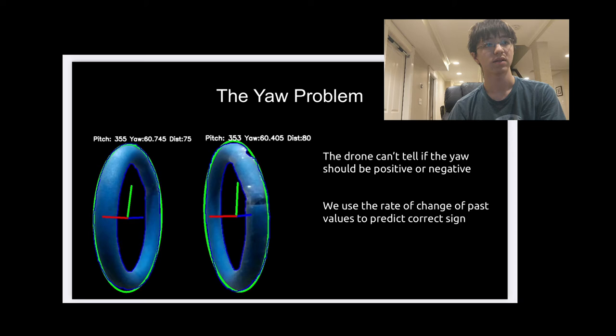To solve this problem, we kept track of a set of past yaw angles and found the average rate of change of the set. If the rate of change is positive, the drone is getting farther from the correct yaw, so we switched signs on the angle to have the drone rotate in the opposite direction. This not only allows us to rotate in both directions, but it also allows the drone to correct any overshoot.